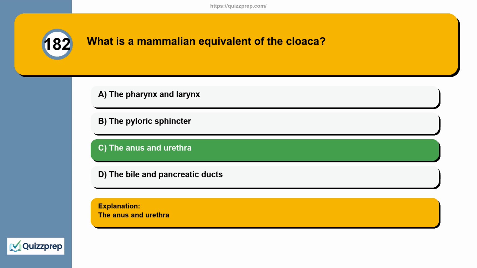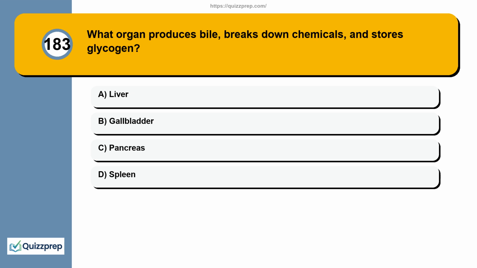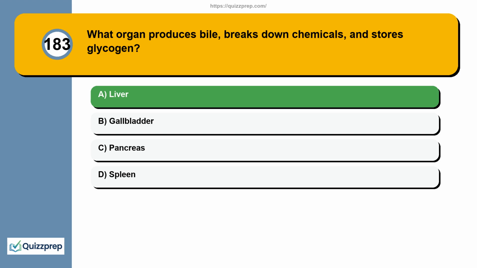The anus and urethra. Question 183. What organ produces bile, breaks down chemicals, and stores glycogen? Option A, liver. Option B, gallbladder. Option C, pancreas. Option D, spleen. The correct answer is option A, liver.